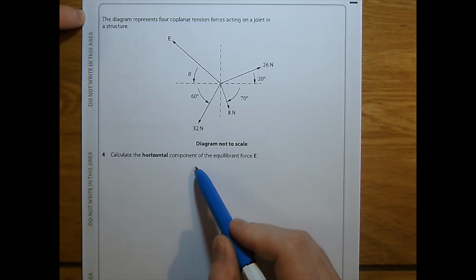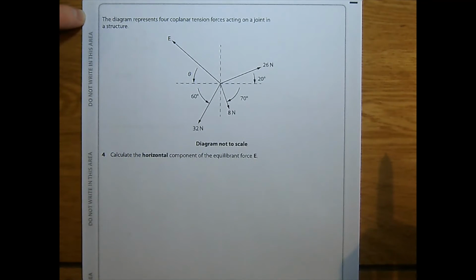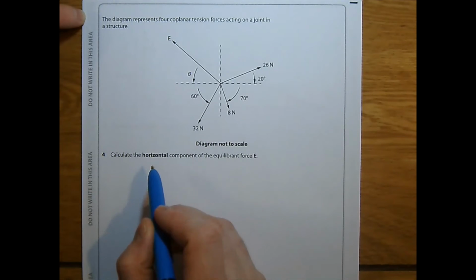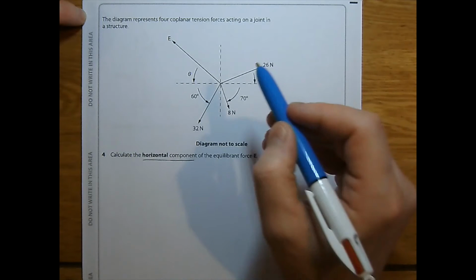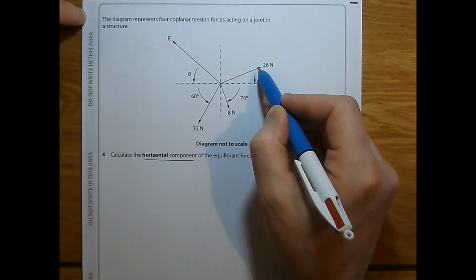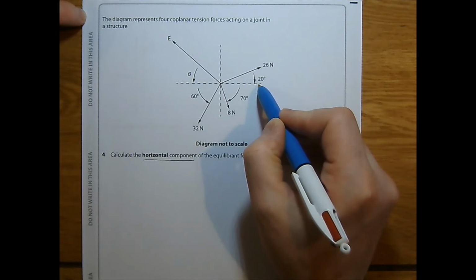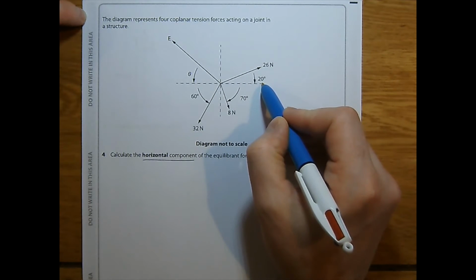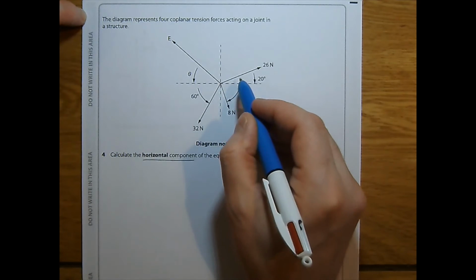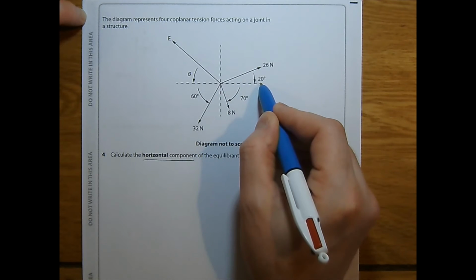Calculate the horizontal component of the equilibriant force E. Now there's a couple of important things here. The first one is to do with horizontal components. This 26 newtons is pulling a bit up and a bit to the right. There's an upward part and a rightward part if you sort of divided them out or resolved them into their components, as that's known. And we only care about the horizontal components. So we're going to get the horizontal component of this, how much it pulls to the right.